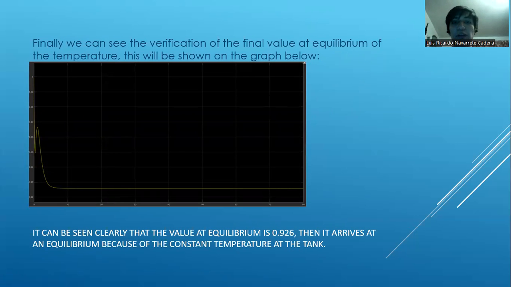Finally, we can see the verification of the final value at the equilibrium of the temperature. This will be shown on the graph below. You can see again, it decreases, increases, and then it decreases to equilibrium. It can be seen clearly that the value at the equilibrium is 0.926. Then it arrives at equilibrium because of the constant temperature in the tank.